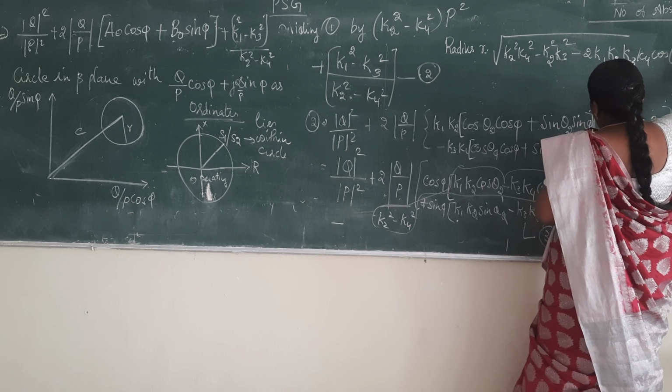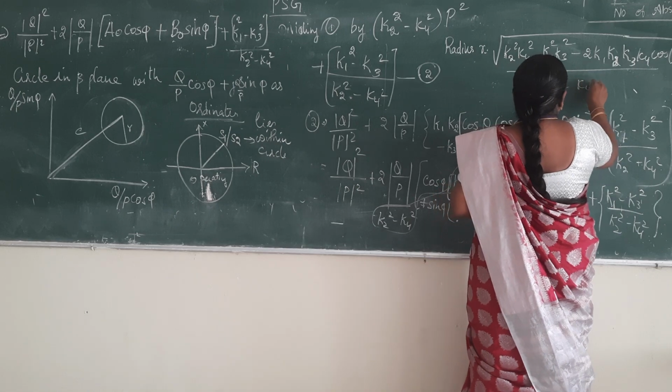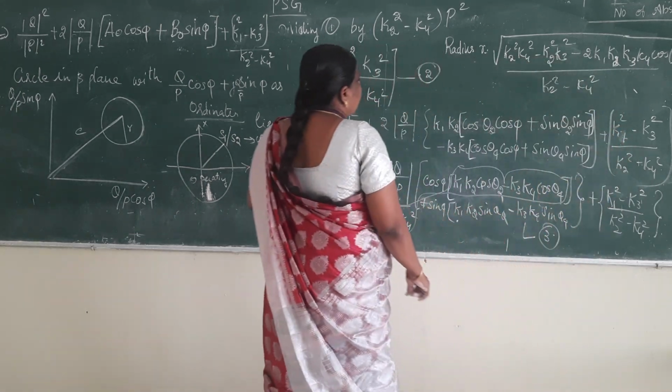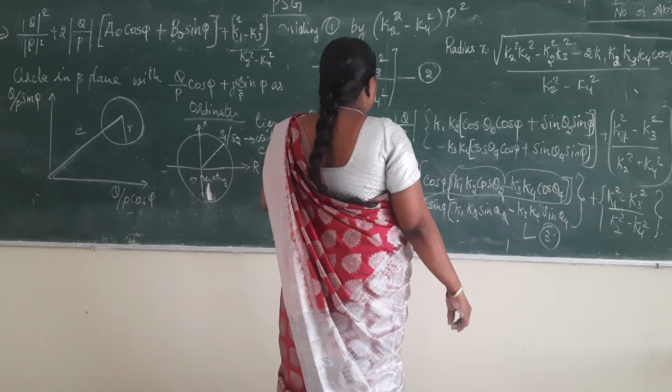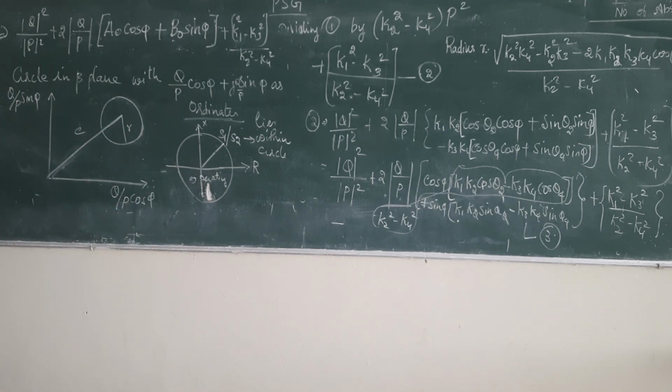2 minus beta 4 divided by, this is simply we can just take it down, we now divide. And similarly the C value is also given. What is the value of C here? C is equal to root of K1 squared, K2 squared plus K3 squared, K4 squared minus 2K1 K2 cos of beta 2 minus beta 4 divided by K2 squared minus K4 squared.